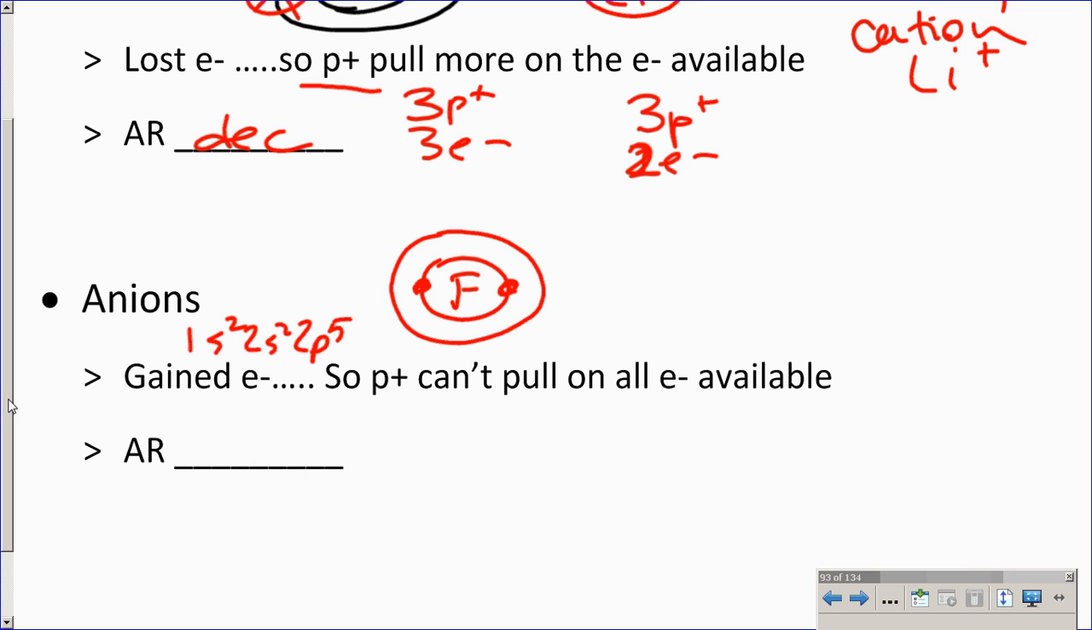So how many valence electrons does fluorine have? What group is fluorine in? 7. Fluorine is group 7. So how many valence electrons does it have? 7. And if you look at the electron configuration, can you see the 7? Right, because you can see the 7 valence electrons are from the second energy level, 2 plus 5. So 2 from this one and 5 from this one. Okay, so fluorine has 7 valence electrons. 1, 2, 3, 4, 5, 6, 7.